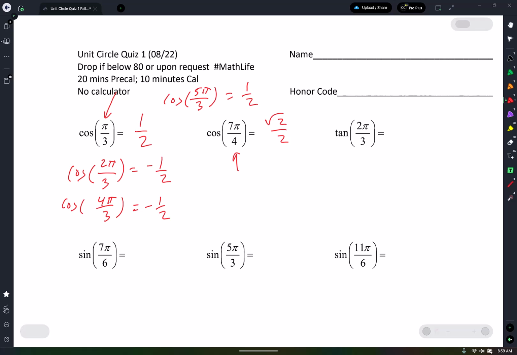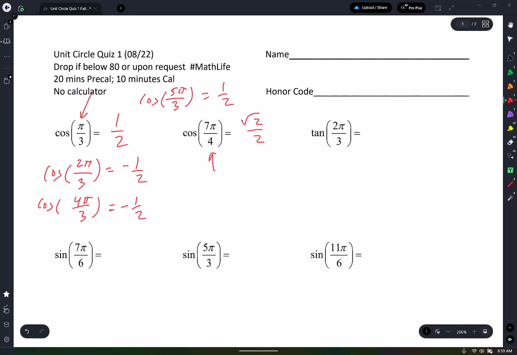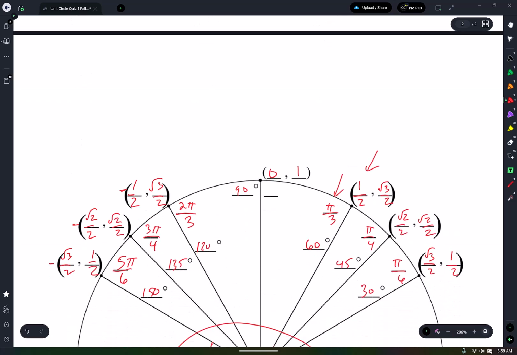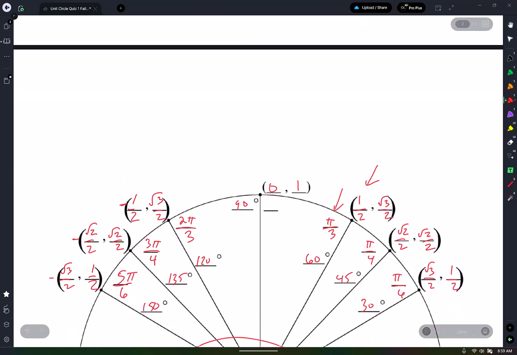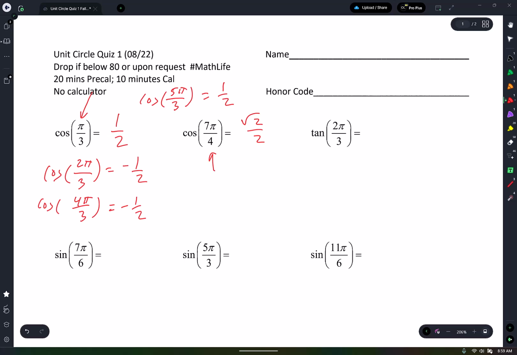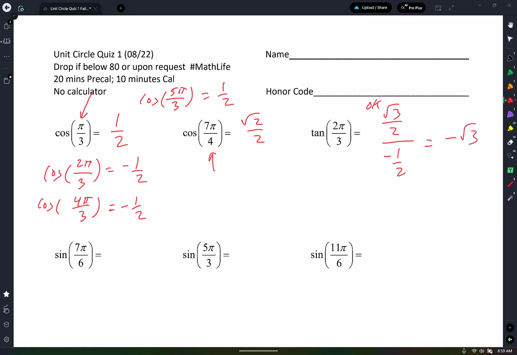Tan of 2 pi over 3. Tan is y over x. 2 pi over 3 is in quadrant 2. Like I said in the beginning, you might have to reference it, but after a while, you're going to know it like the back of your hand. So the y value at 2 pi over 3 is square root of 3 over 2. The x value at 2 pi over 3 is negative 1/2. This is an okay answer. If you type that in, I'll put okay. The better answer is negative square root of 3.